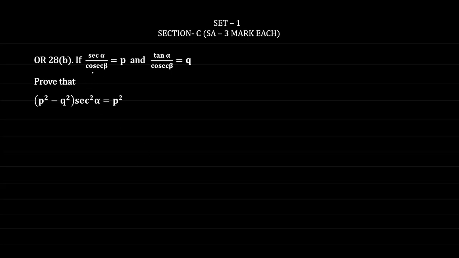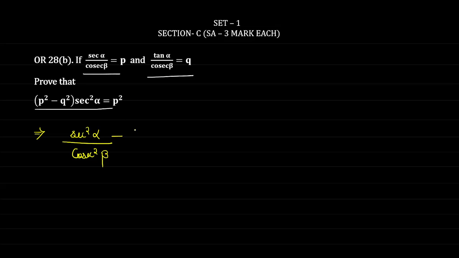We just have to put the value. P value is this, Q value is this, and you have to prove that this expression will result in the value of P square. So let's put the value here. P is squared here, so that will become secant square of alpha divided by cosec square of beta, that is P square, minus Q, which is this value, so that will become tan square alpha divided by cosec square of beta multiplied by secant square alpha.